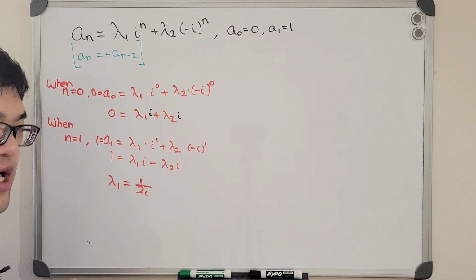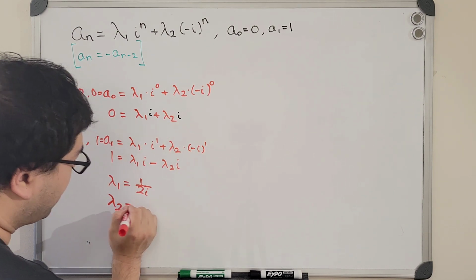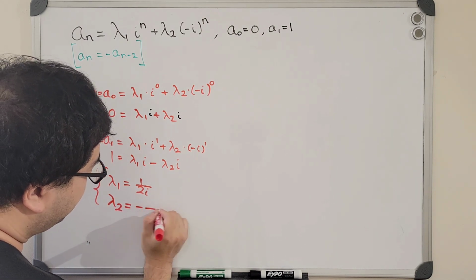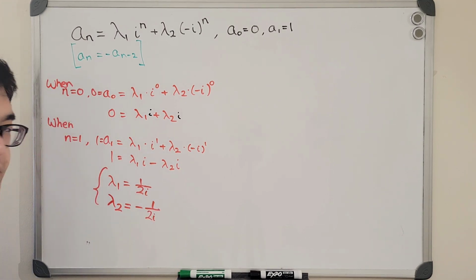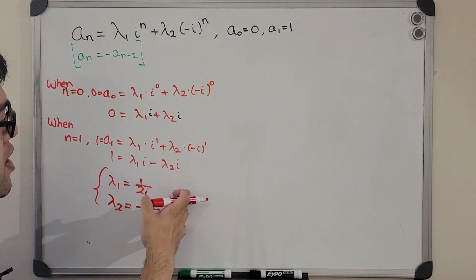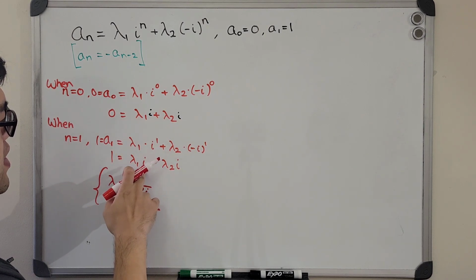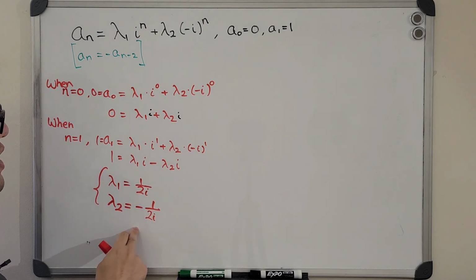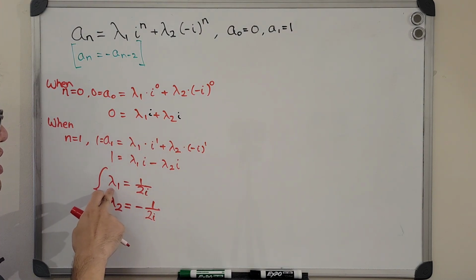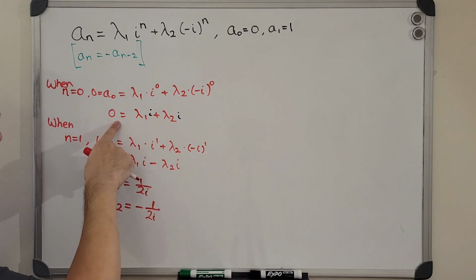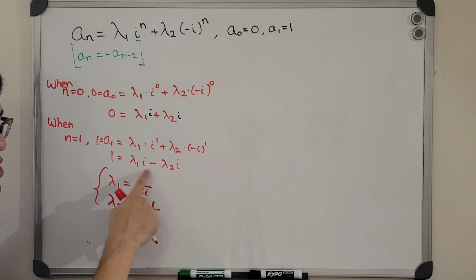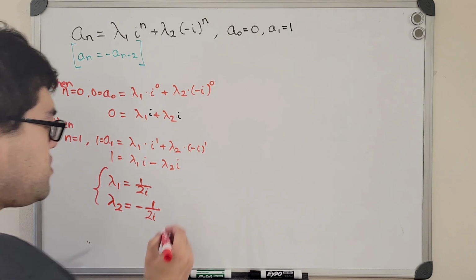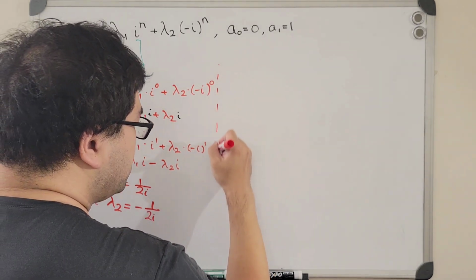Similarly, if we subtract these two equations, we'll be able to find out what lambda 2 is, which is in fact negative 1 over 2i. And it should make sense because, again, one of them is adding, one of them is subtracting, so we should actually get two different results. And if we substitute back, we should be able to see that lambda 1 and lambda 2 cancel each other on the first one. And then when we substitute into the second equation, we'll be able to add them together to get one back. Good. So now we will be able to continue.